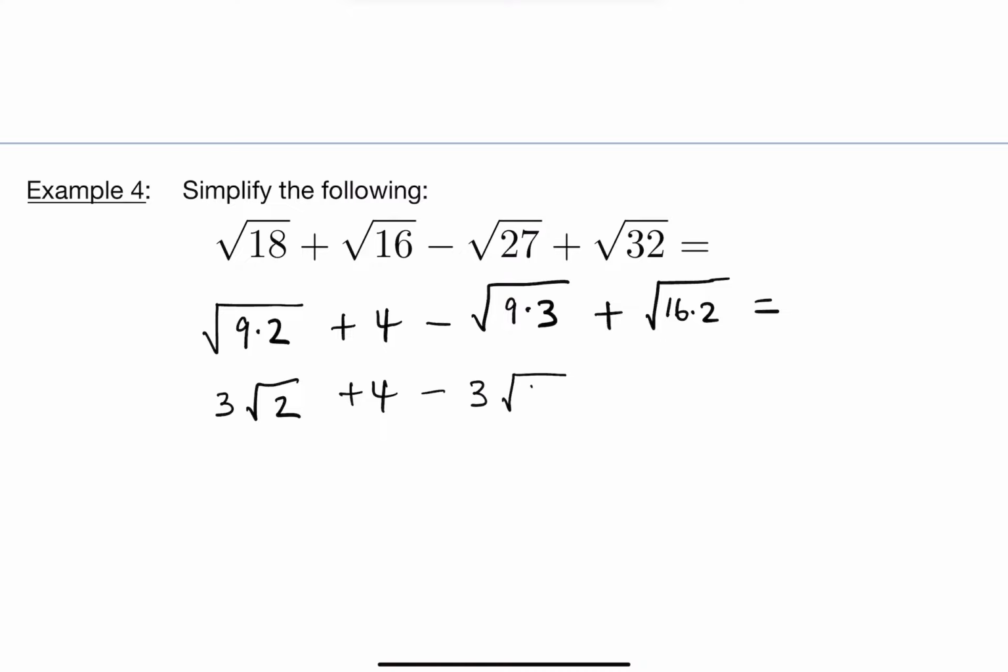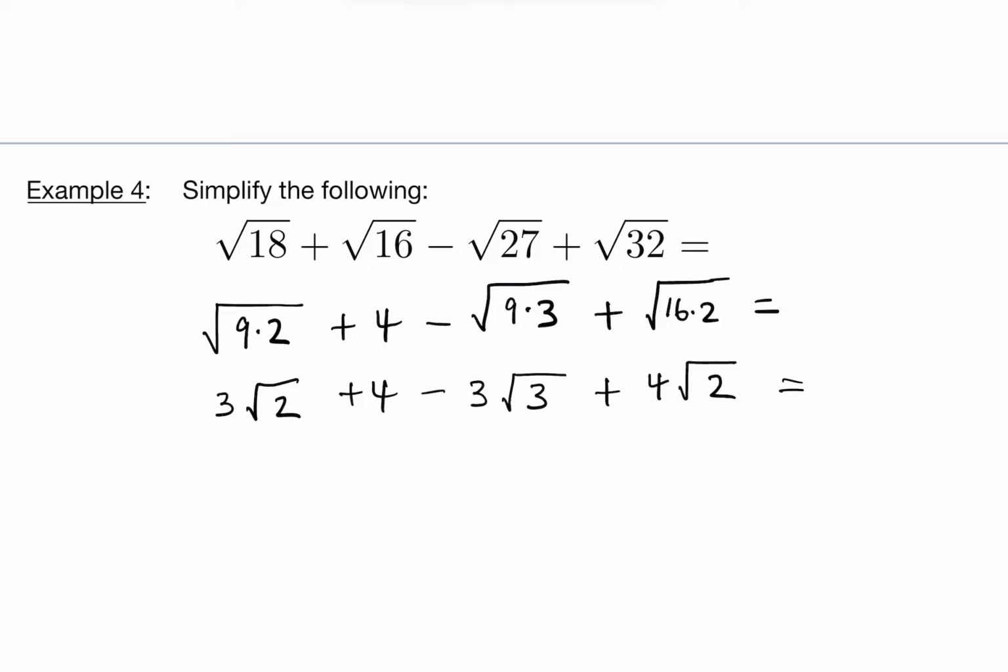Square root of, and the remaining 3 stays underneath the radical sign. Plus, we have a square root of 16. That's also a perfect square, so that comes out to 4 square root of 2.